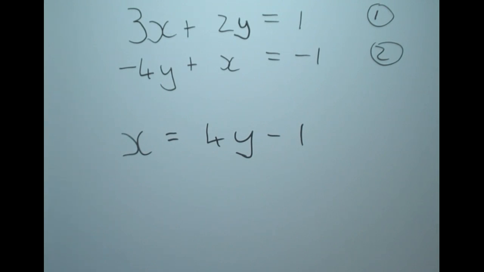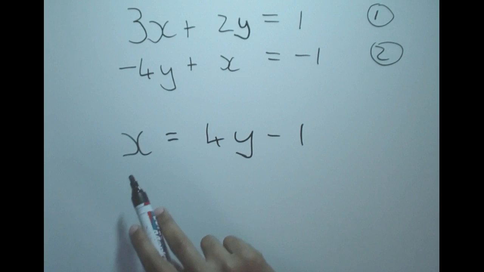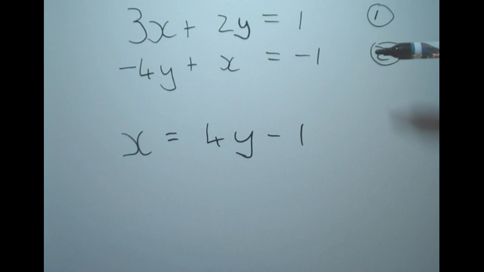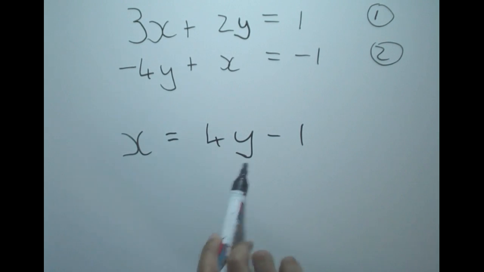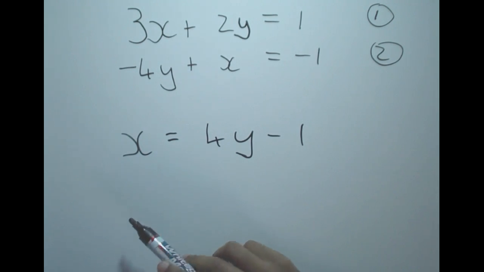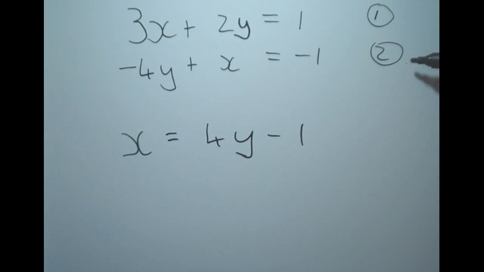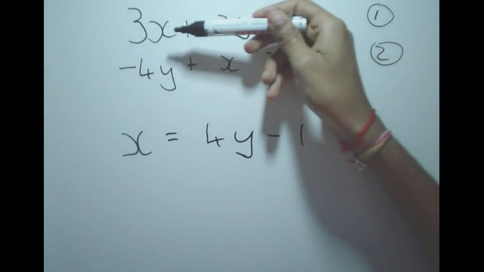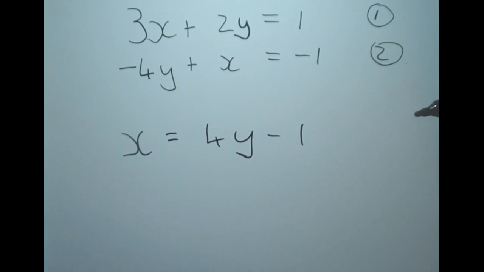Now I'm going to be using the substitution method. So x is equal to this, right? So if I have an x in an equation, I can replace it with 4y minus 1. Why can I do that? Because they are equal. So 4y minus 1 is the same thing as x. So using equation 1, not using equation 2, because this is equation 2 in a different form. So I have to put this into equation 1, not equation 2. So I'm going to put 4y minus 1 where x is, because x is equal to this. So I'm going to be replacing x with 4y minus 1.